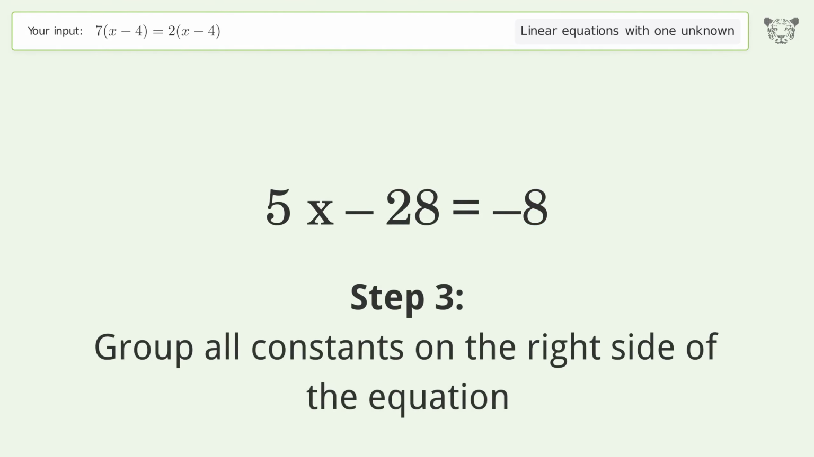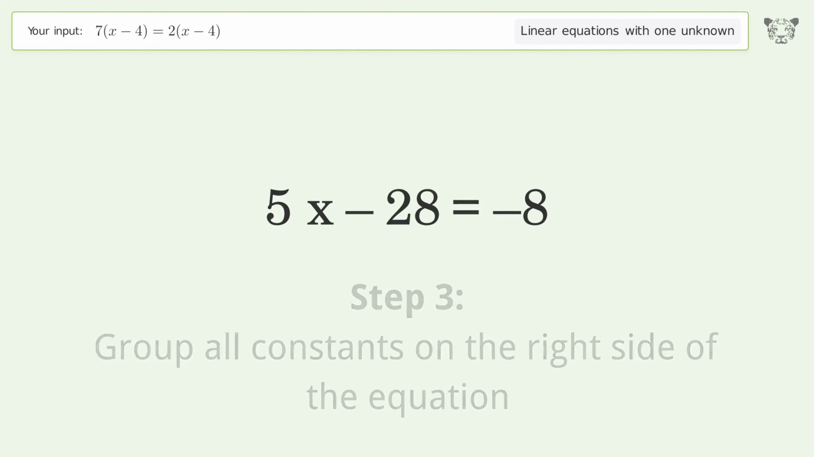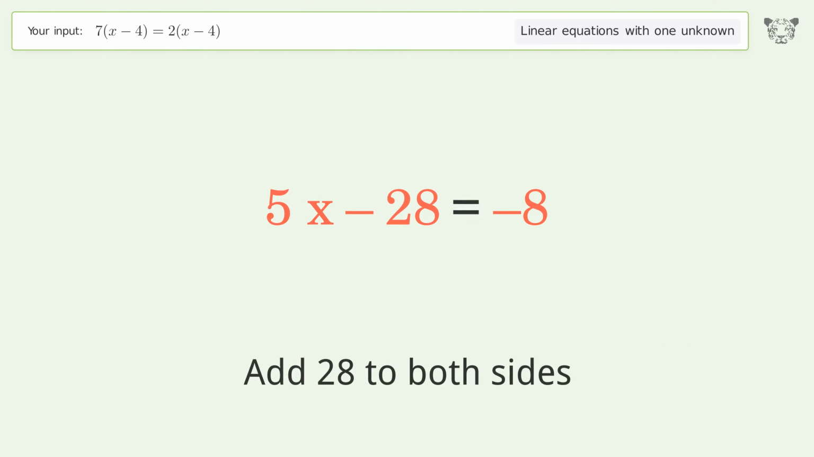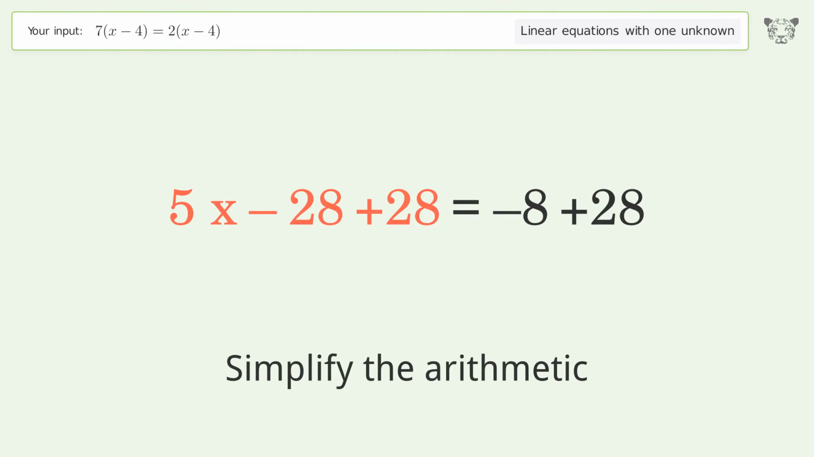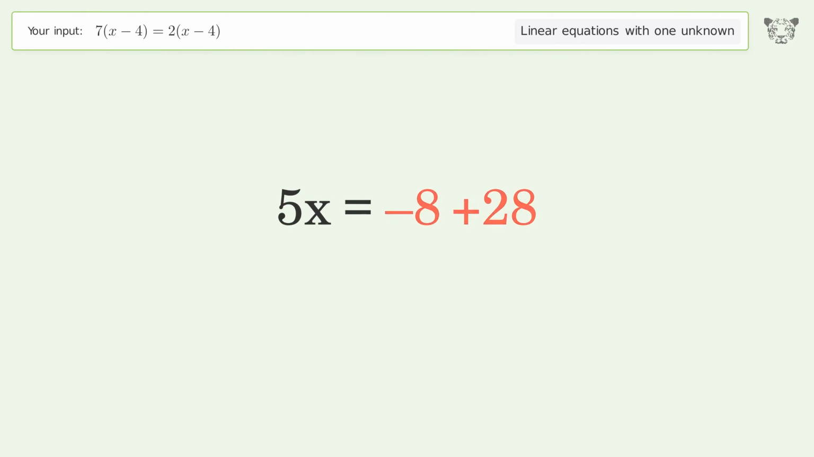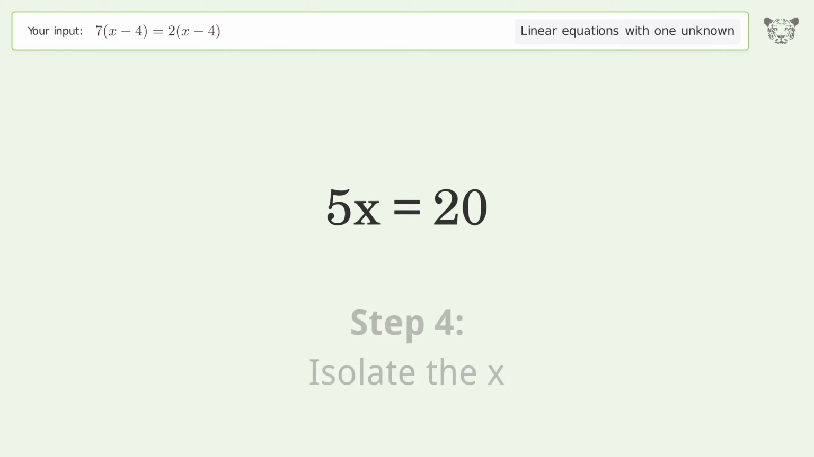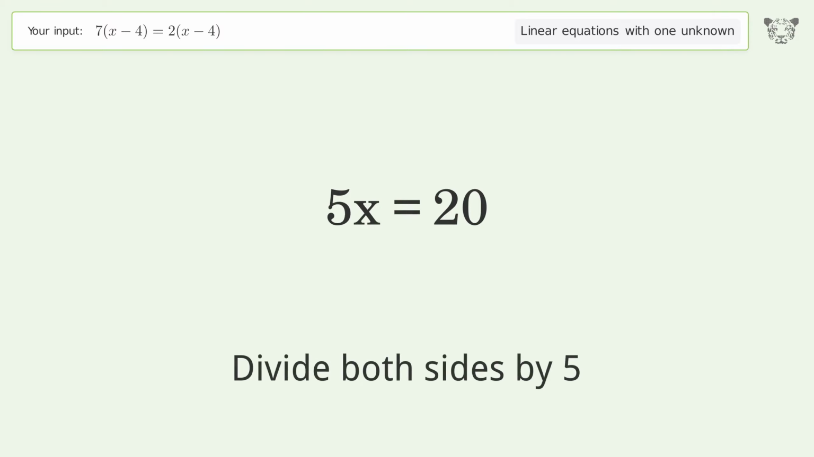Group all constants on the right side of the equation. Add 28 to both sides. Simplify the arithmetic. Isolate the x. Divide both sides by 5.